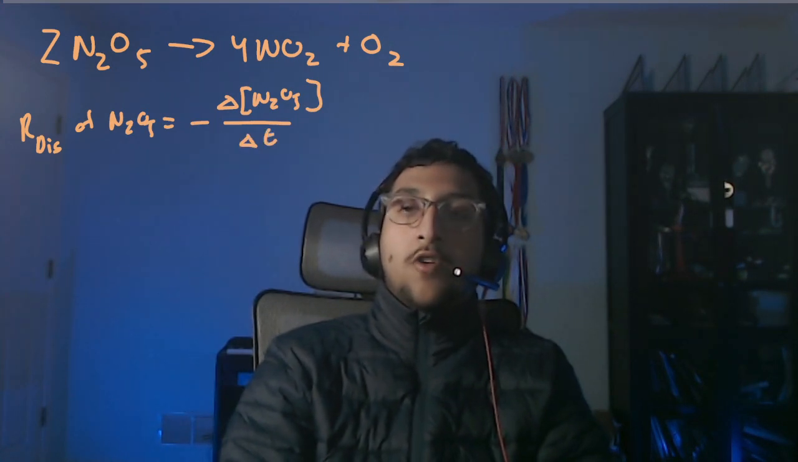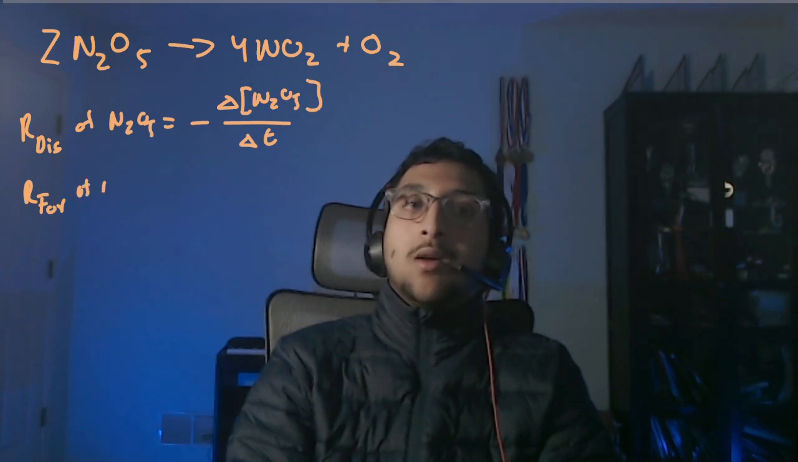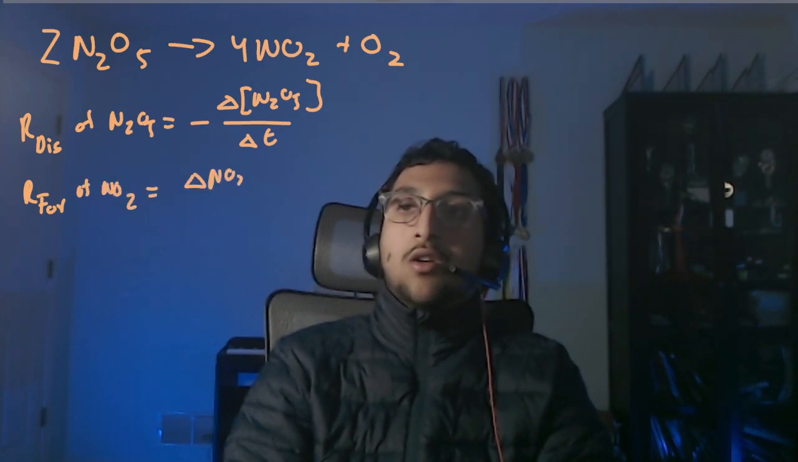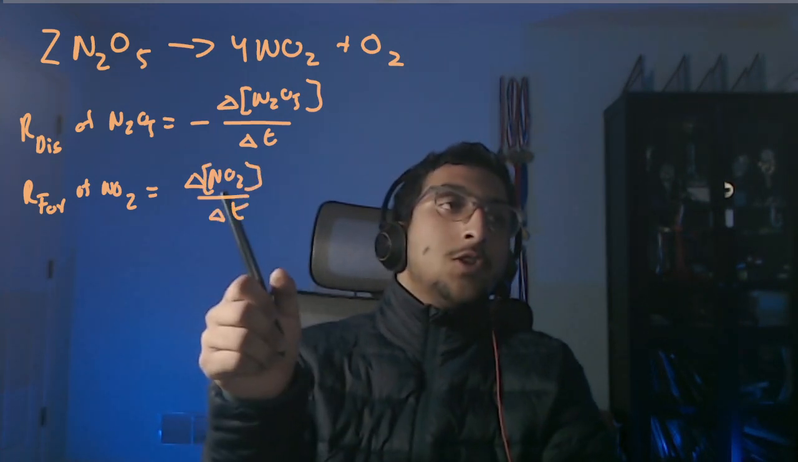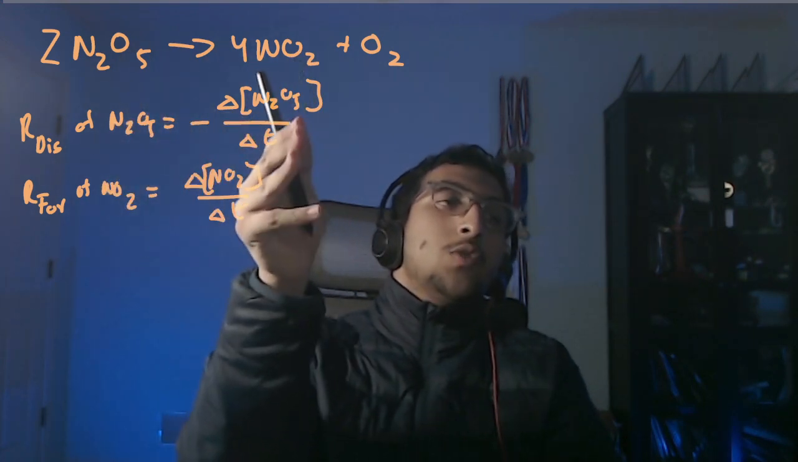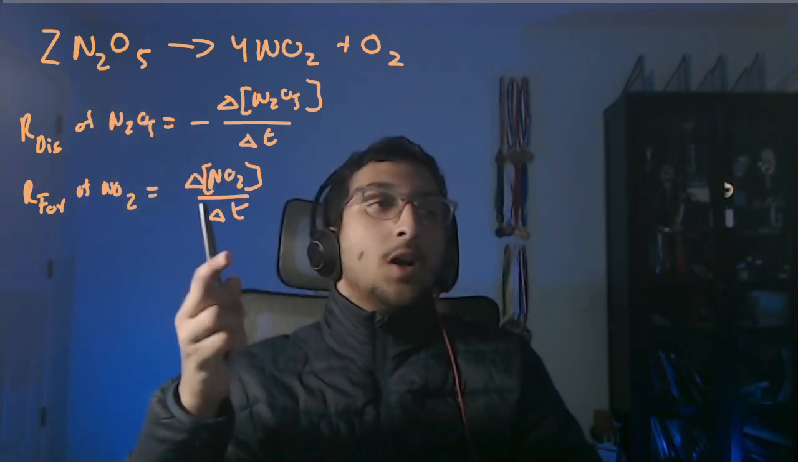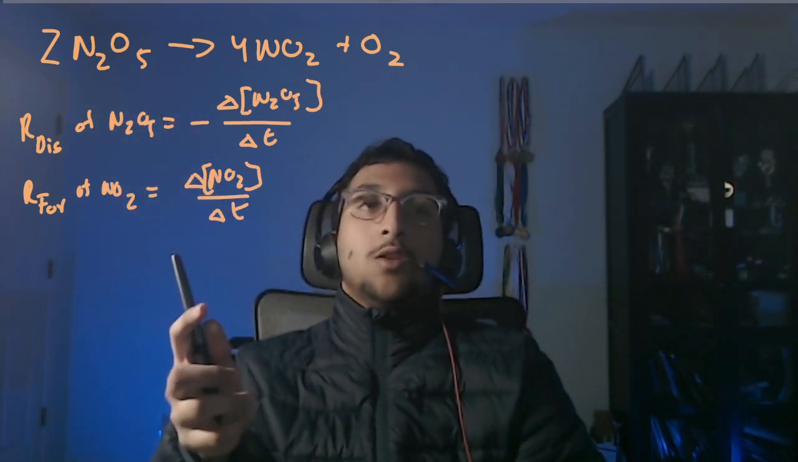And then rate of formation is easier, because you don't have to worry about the negative sign. The fraction would just be change in NO2 concentration over change in time. We know NO2 is just going to be forming because it is a product. There's going to be more of it over the reaction. So the change would be positive, and the rate is going to be positive anyways.